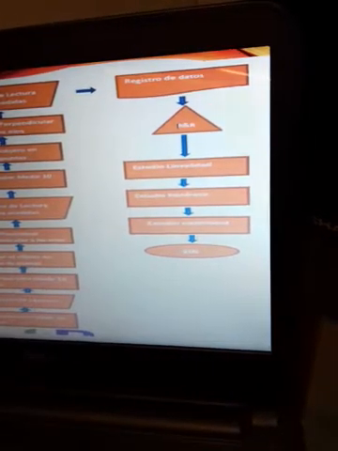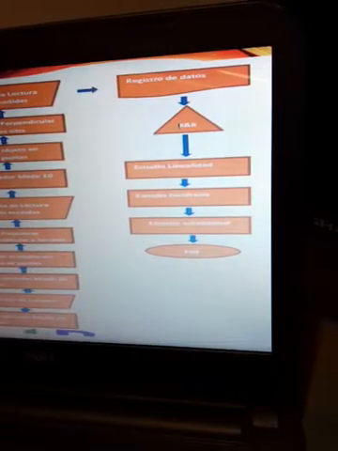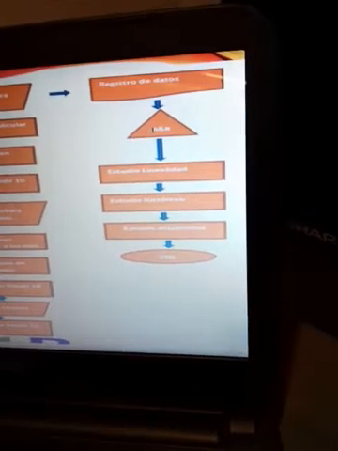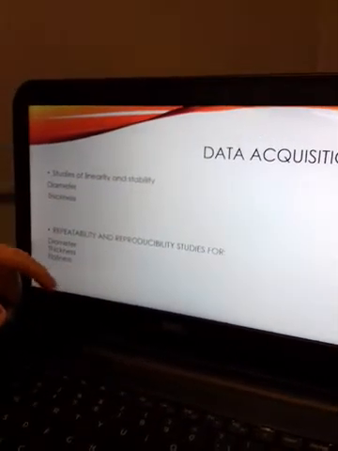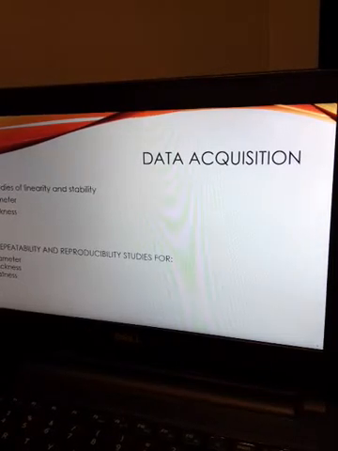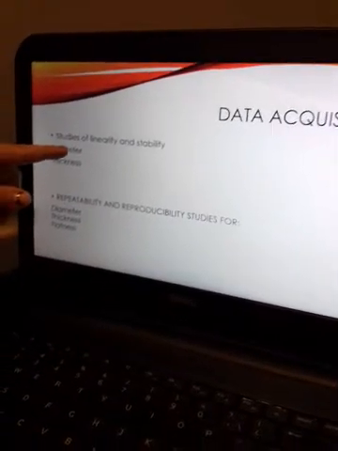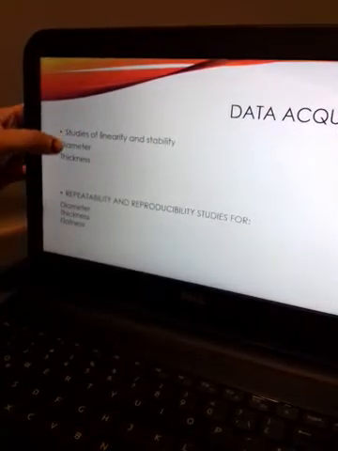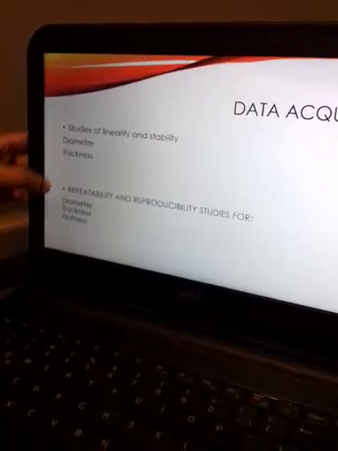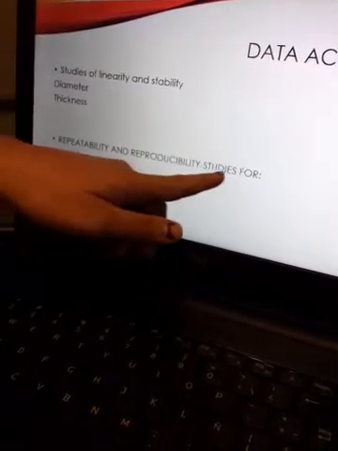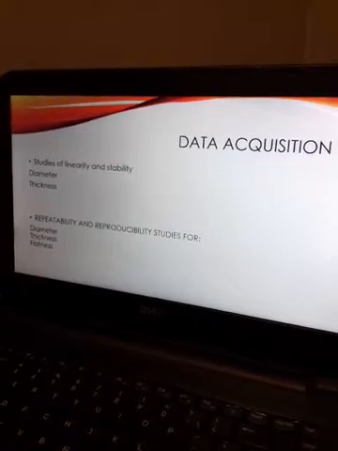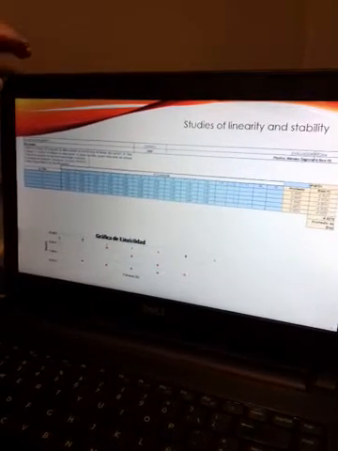data, put in Excel with a format that makes the results very easy to know. The data acquisition is about a study of linearity and stability. This was about two diameters and thickness, and repeatability and reproducibility studies for diameter, thickness, and flatness. I can show you the tables that my classmate did.